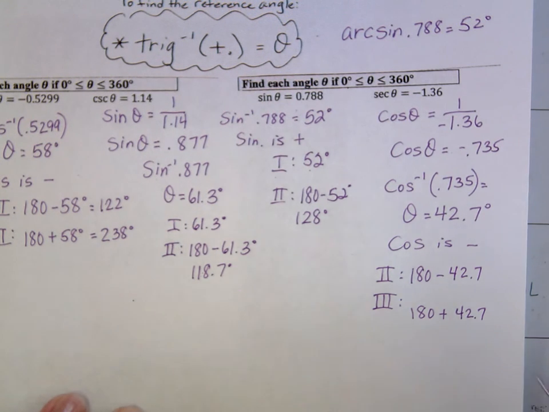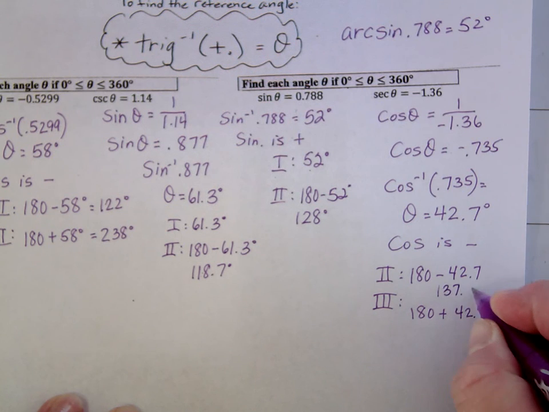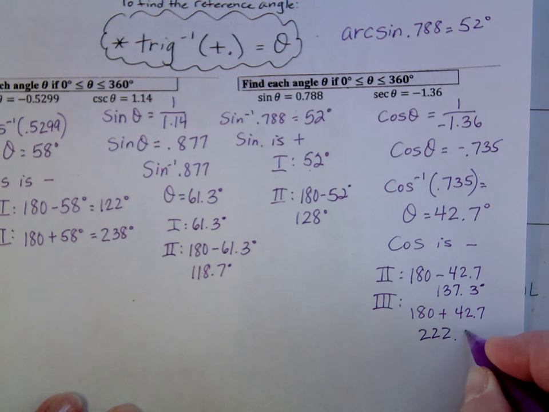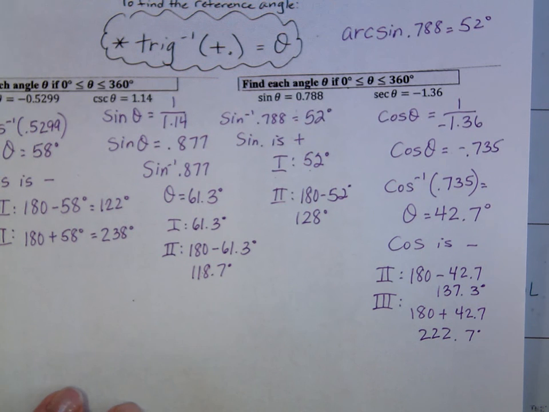You get 137.3 for this guy, and for the last one, you get 222.7 degrees. So you're still going to get two answers for these. It's just a matter of which quadrants they're going to fall into.